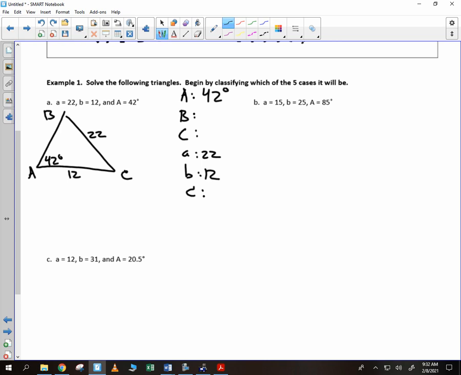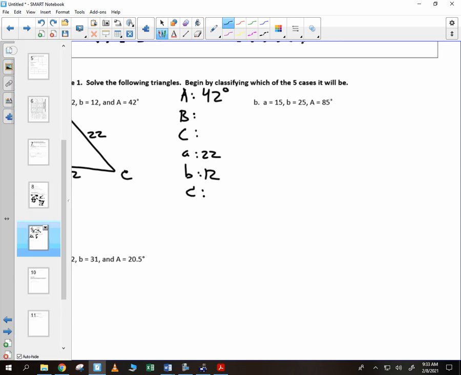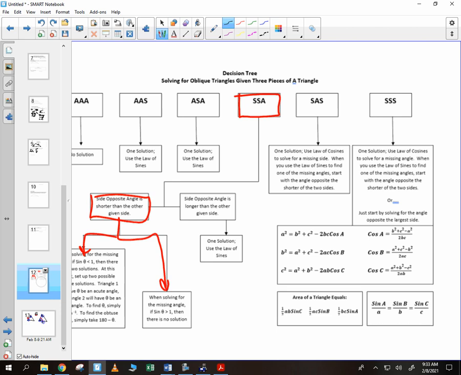Okay, what kind of triangle do I have? Angle, angle, side, side, angle, side, side, side, angle. What is it? Two sides, one angle. Is the angle included between the two sides? No, so it's side, side, angle. So we got the donkey situation going on. So let's check it out and see what it says.